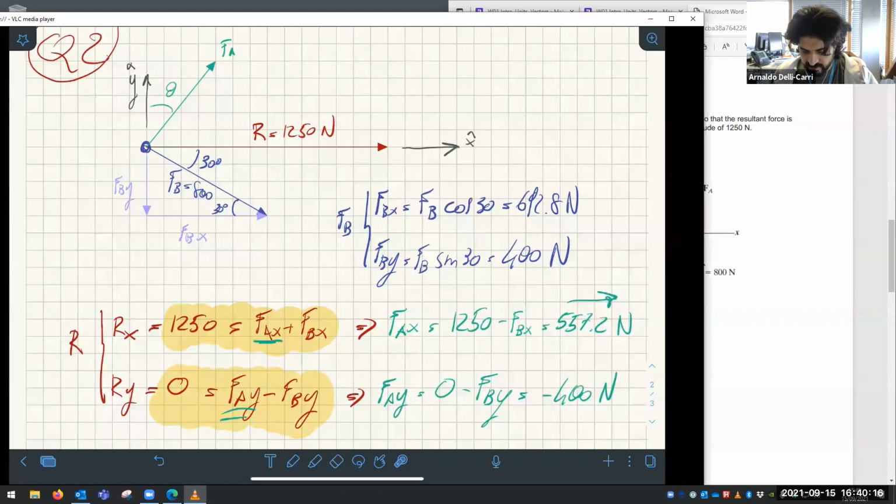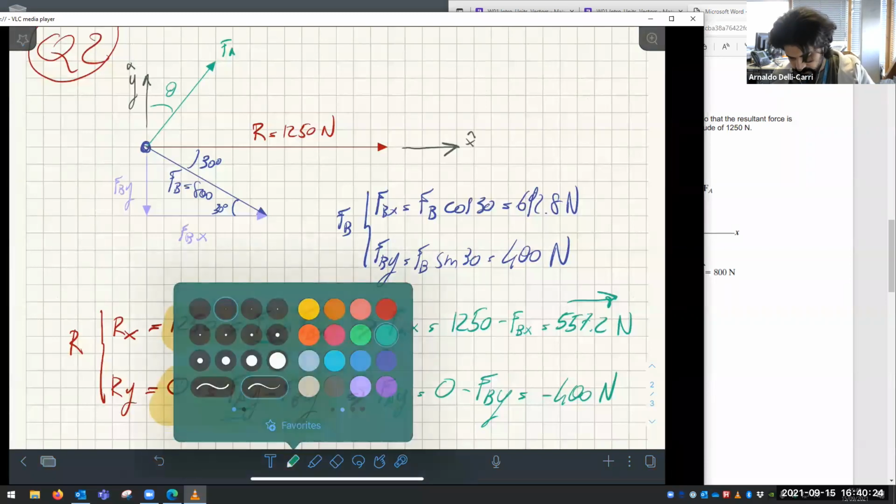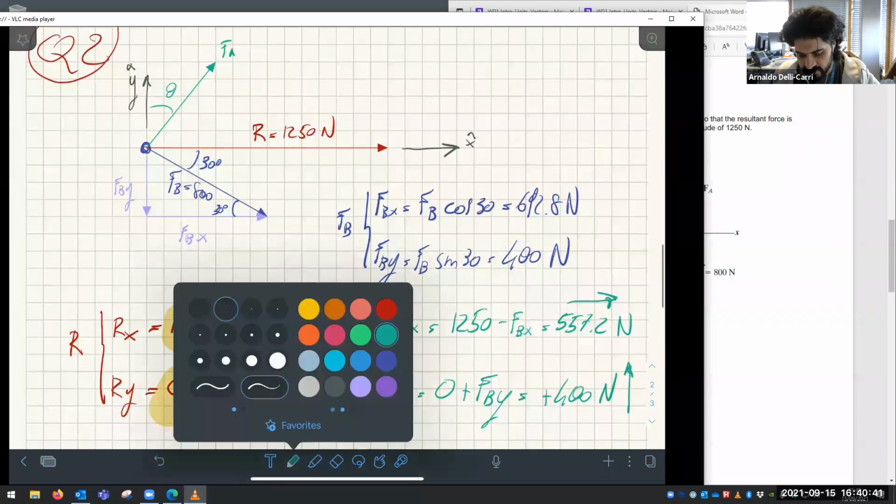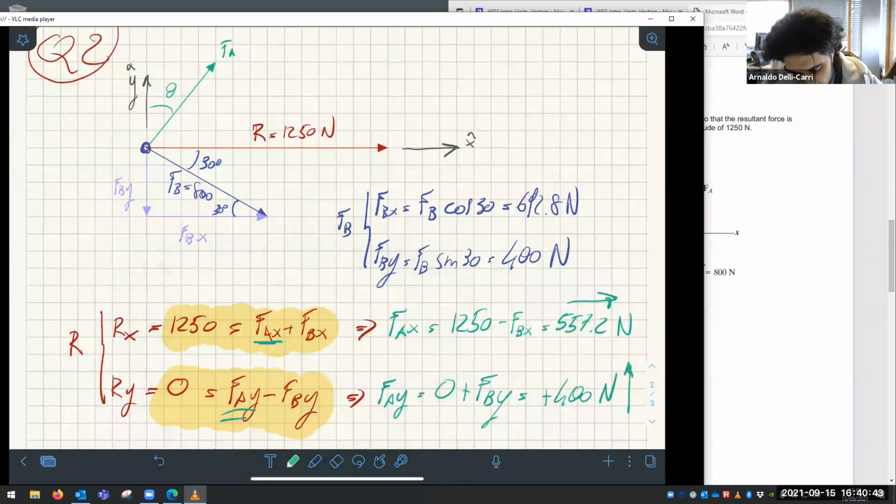Okay, so this is it. So 0 equals FAY plus FBY then. So this is plus 400 newtons. So this is going upward. Okay. Now this doesn't answer the question yet because it's asking for FA and the angle. So let's check, these are the two components of FA.